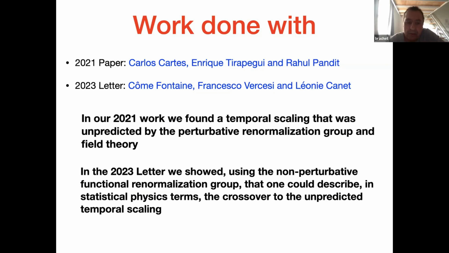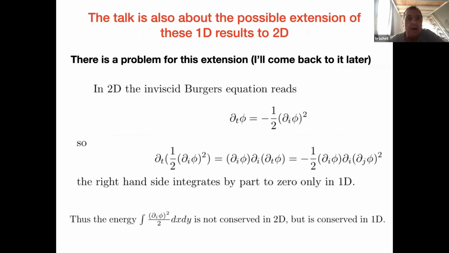Basically, the result of this work was to find a new temporal scaling that was unpredicted in the standard perturbative renormalization group, and to find it numerically in the 2021 paper, and in the 2023 paper with Leonie Canet, to find a justification from the non-perturbative functional renormalization group. But both these works are in 1D. So this talk is also about the possible extension of these 1D results to 2D, the title of the conference having 2D in it.